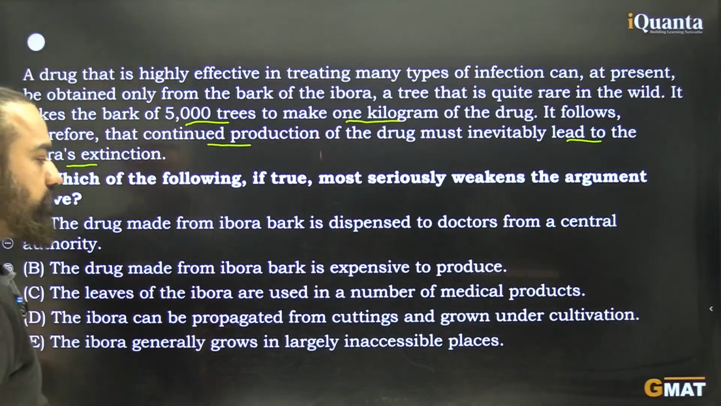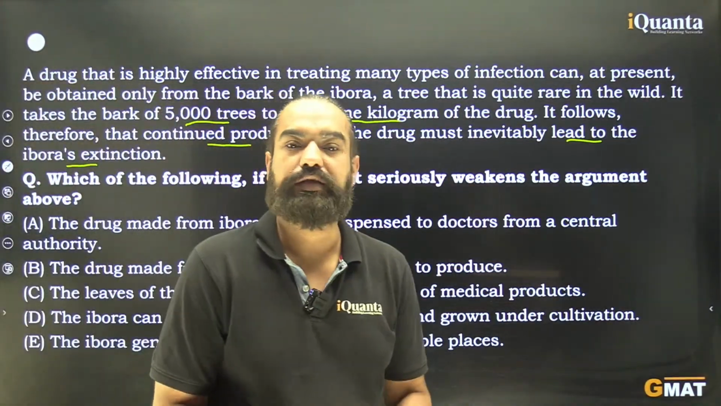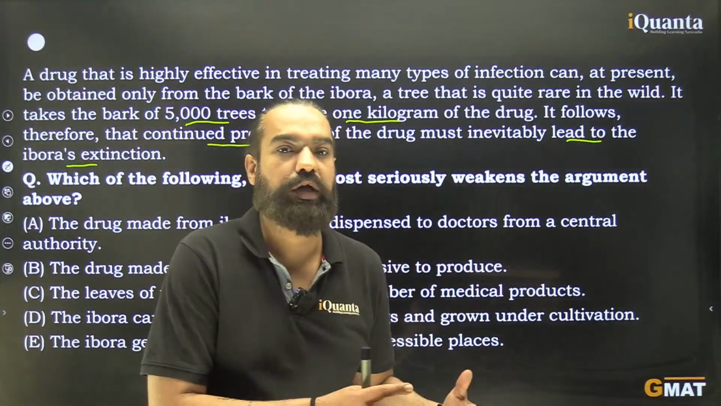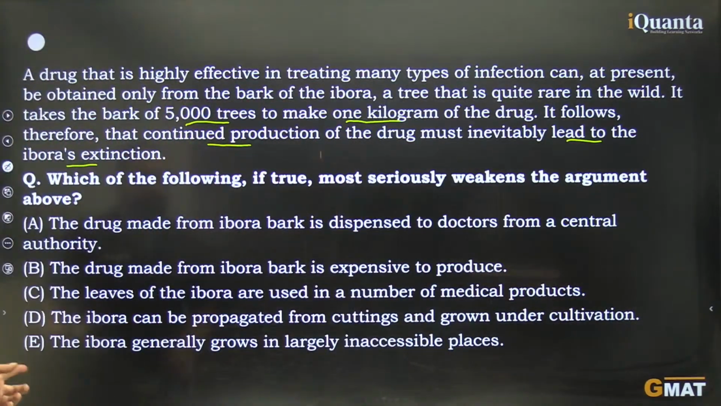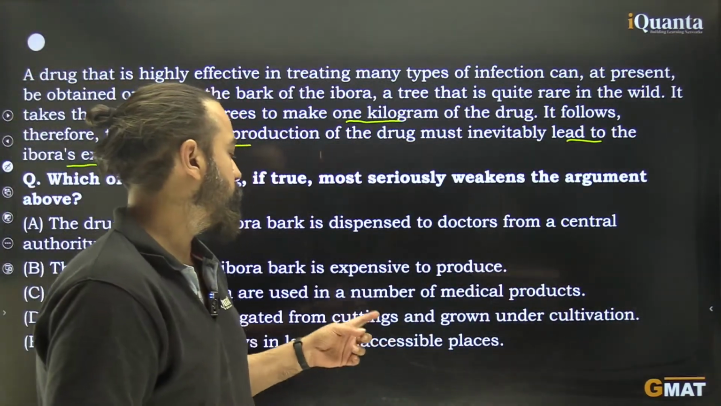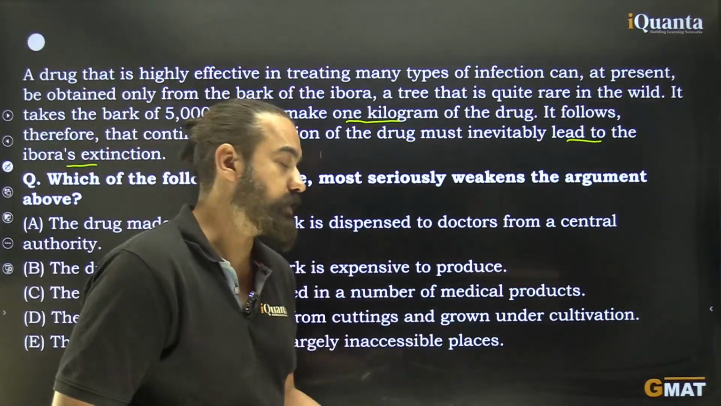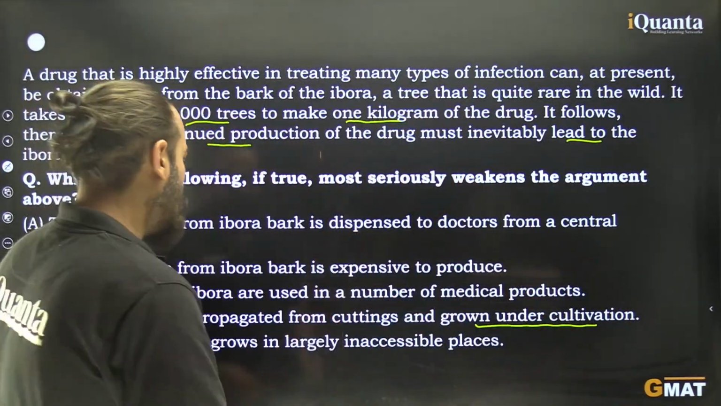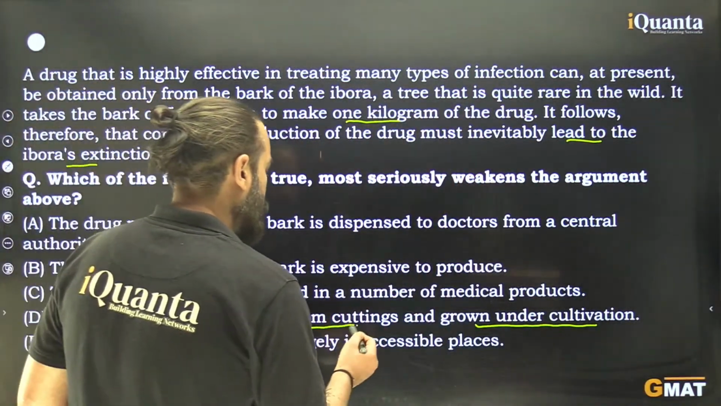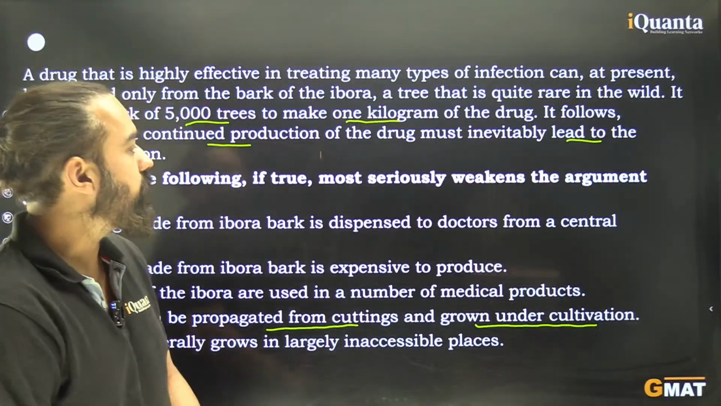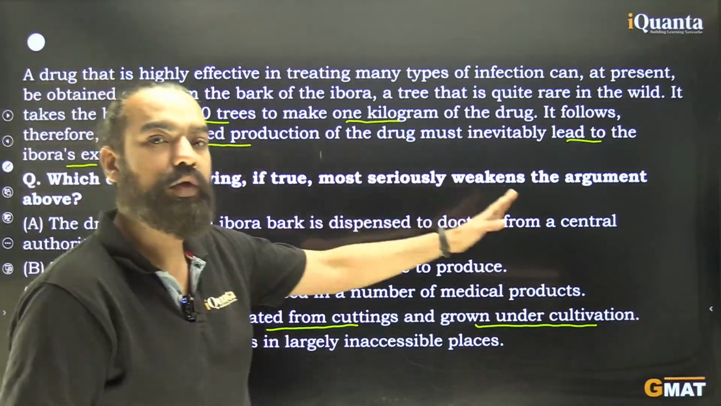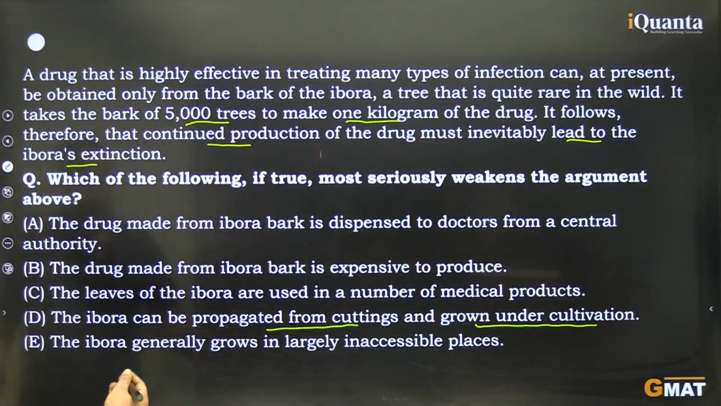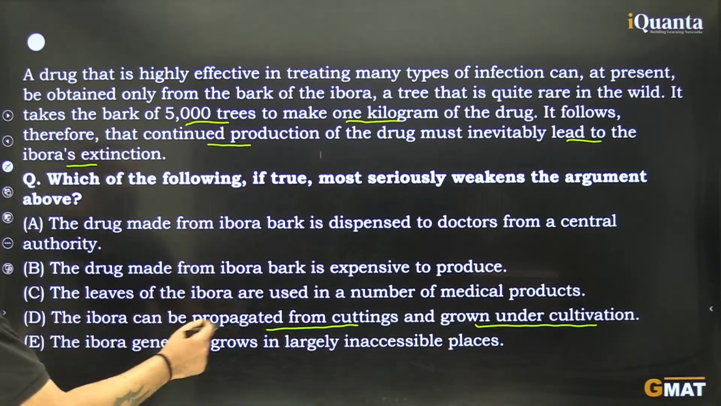C says the leaves of the Ibora are used in a number of medical products. It is only telling us there are other uses as well. It still does not tell us whether we can save it or it will go extinct. D. The Ibora can be propagated from cuttings and grown under cultivation. Now this tells us it can be grown under cultivation. Since it can be propagated from cuttings, the tree will not go extinct. We can cultivate it and grow it. This looks good because this weakens the argument.